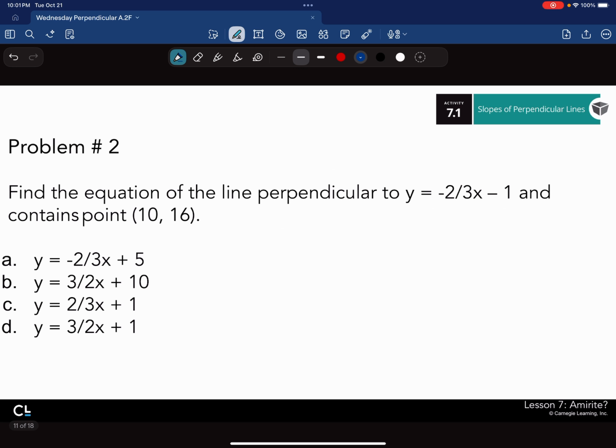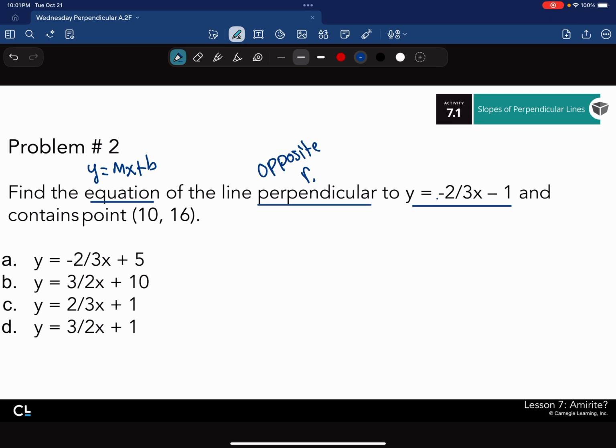It says find the equation of the line perpendicular to y equals -2/3x minus 1 and contains the point 10, 16. Again, we're looking for an equation. If you look at all your answers, they're all written in slope-intercept, so it's y equals mx plus b. It says perpendicular. If you look at your notes, you know that perpendicular means the opposite reciprocal. And then we have our equation.